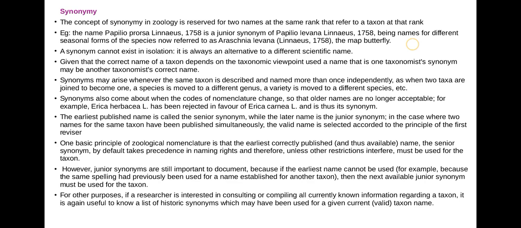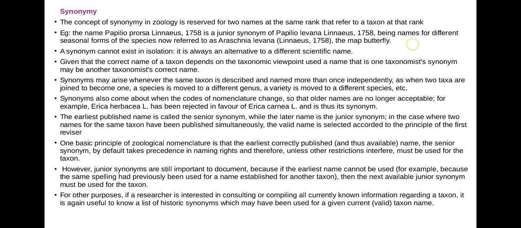One basic principle of zoological nomenclature is that the earliest correctly published and thus available name, the senior synonym, by default takes precedence in naming rights and therefore, unless other restrictions interfere, must be used for the taxon. However, junior synonyms are still important to document because if the earliest name cannot be used, for example because the same spelling had previously been used for a name established for another taxon, then the next available junior synonym must be used for the taxon. So we must preserve that too.